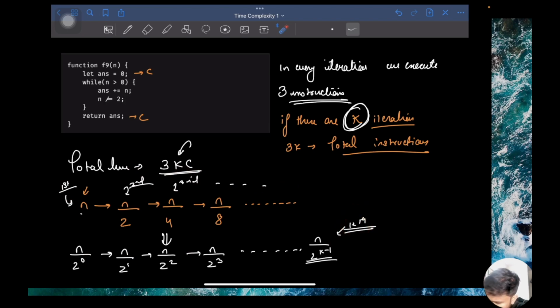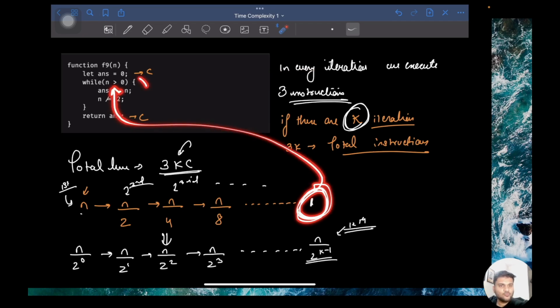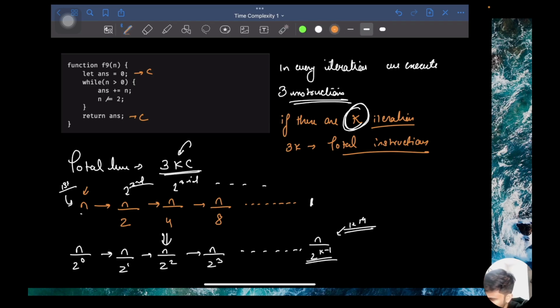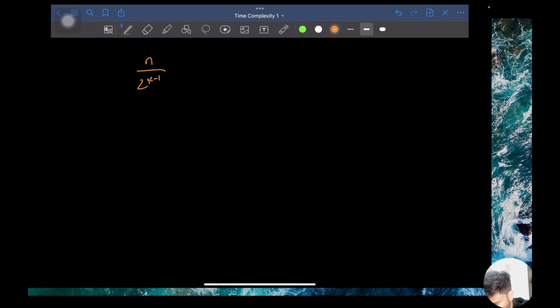And can I say that till the time n is greater than 0, this loop goes on. So what should be the last value of n approximately for which this loop will go? Can I say the last value should be something like 1, because you are doing by 2 again and again, just reducing by 2. At last this value will become 1. When this value becomes 0, then the loop will end, right? So can I say n by 2 raised to the power k minus 1 is approximately equal to 1, right? So you can say n is approximately equal to 2 raised to the power k minus 1.